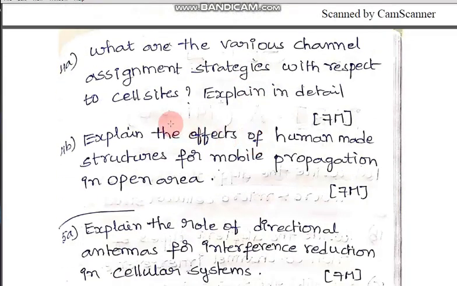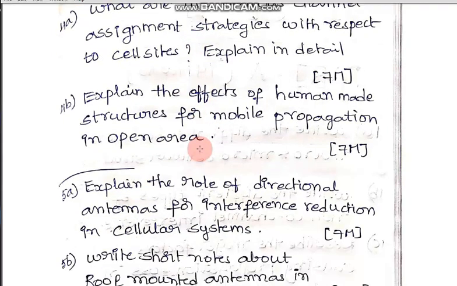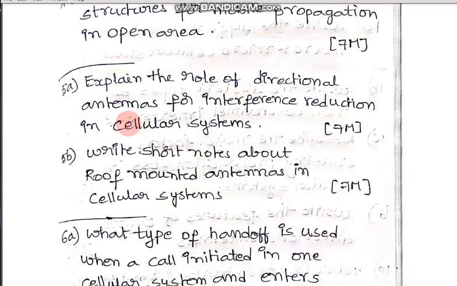So these are from the first 2 chapters. Coming to the third chapter, what are the various channel assignment strategies with respect to cell sites, explain in detail about them, and explain the effects of human-made structures for mobile propagation in an open area. These are also for 7 marks each. Coming to the fourth chapter, explain the role of directional antennas for interference reduction in cellular systems, and write short notes about roof mounted antennas in cellular systems.